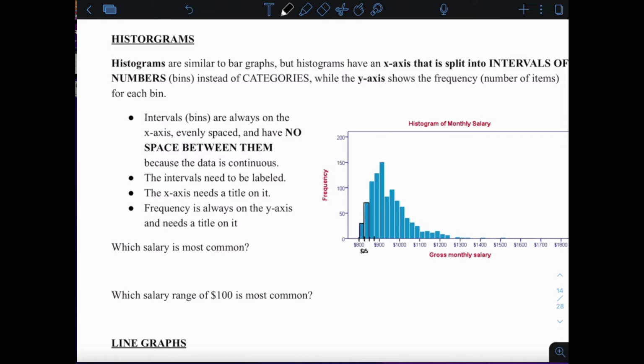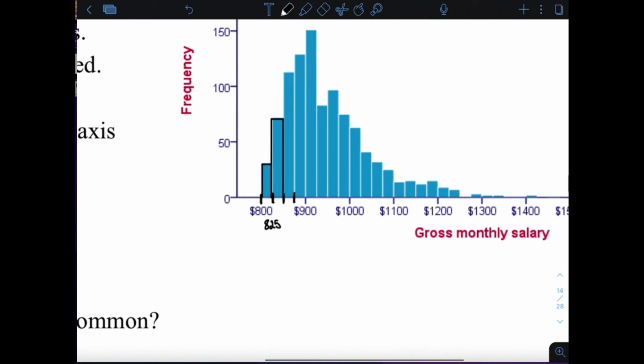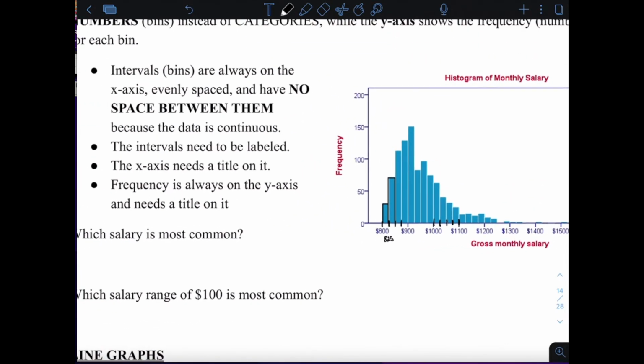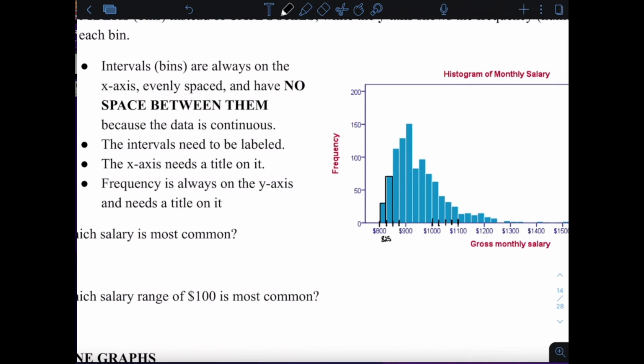Obviously, the intervals need to be labeled. So even though they're not all labeled with the $25 intervals, we can see that they're all the same. So this labeling is good enough. It's clear enough to me what the bins are. We need a title for the whole thing. We need a title for the x-axis. And the y-axis is always called frequency. So basically, you're looking at the number of people or items that fall into that bucket.